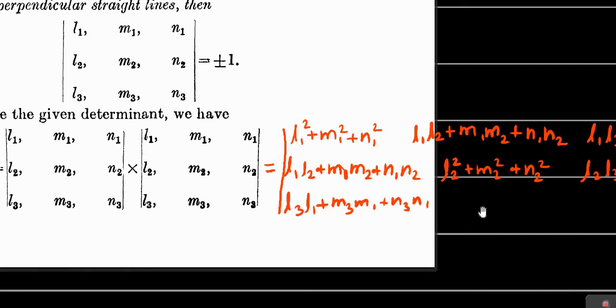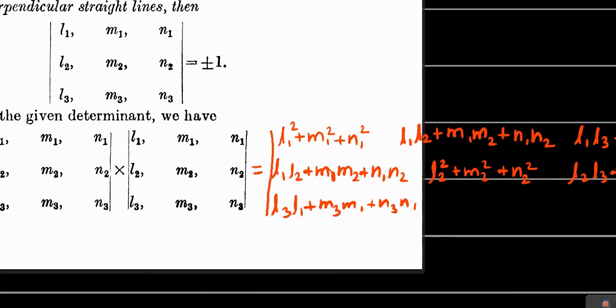The next element, the element at the position third row, second column of the resultant determinant, is obtained by taking the product of third row from the first determinant with the second row from the second determinant, and it will be L3 L2 plus M3 M2 plus N3 N2, which can be written in the simplified form as L2 L3 plus M2 M3 plus N2 N3.